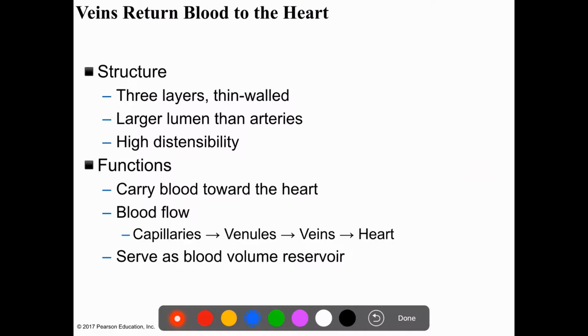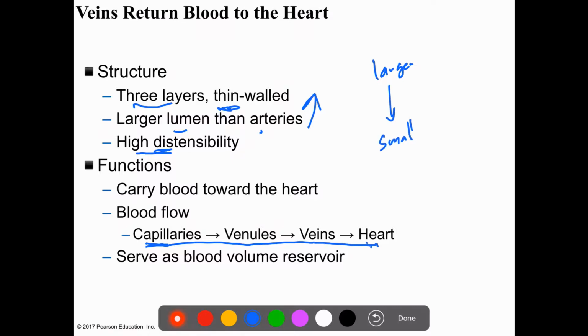Now the veins, these also have three layers, however they are thin walled, and they have a larger lumen than arteries, and they are carrying the blood back to the heart, and they have high distensibility. Now, they will collect the blood from the capillaries to the venules to the veins to the heart, and that is opposite of the arteries. Remember, with the arteries, the diameters get smaller as we are moving away from the heart.